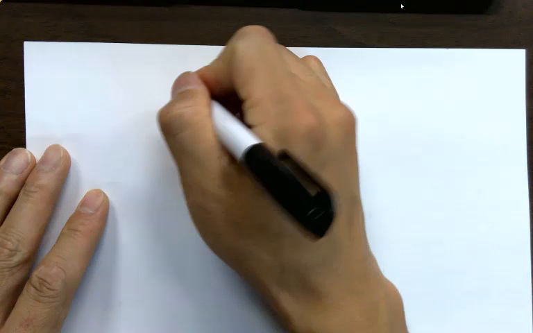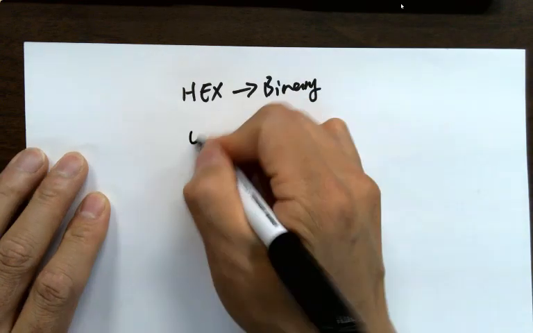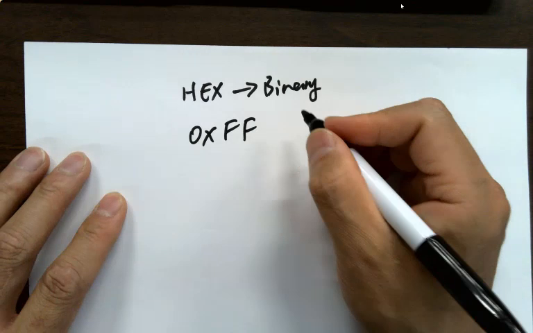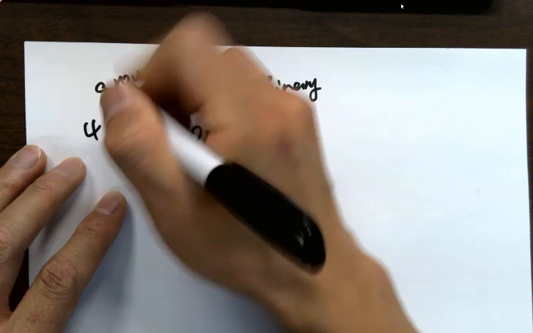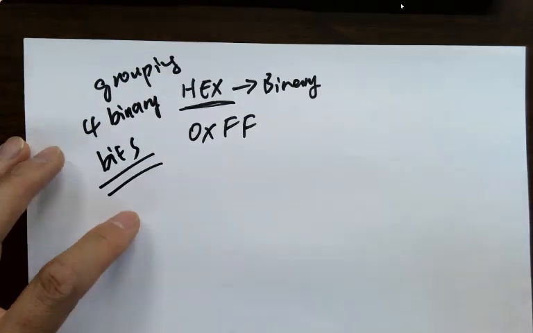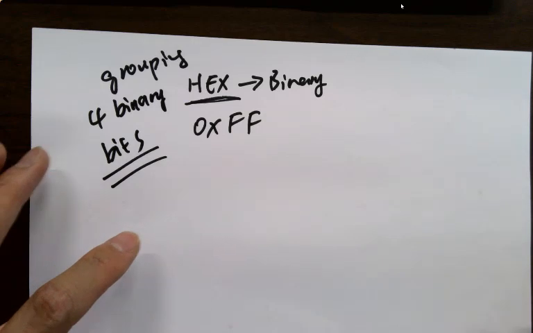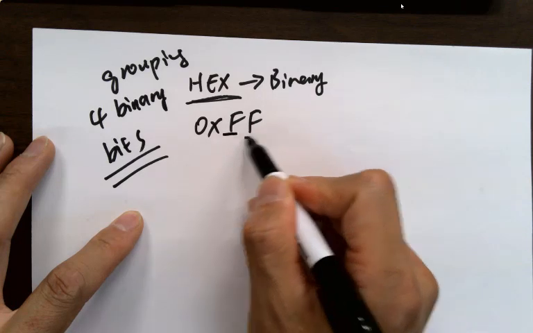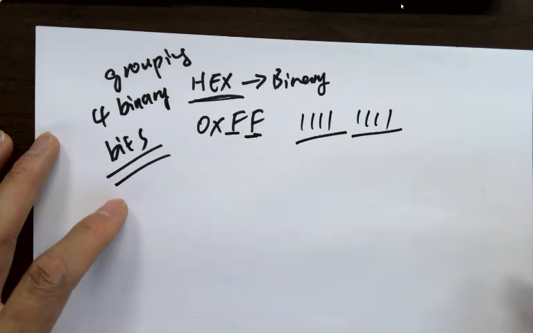So now hex. Two more minutes, okay? 0xFF. For hex, we group 4 binary bits. One more comment: 8 bits is called a byte, and 4 bits is a nibble. FF will be 1111 1111. We group 4 digits.